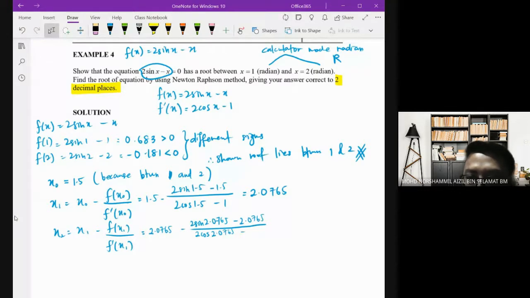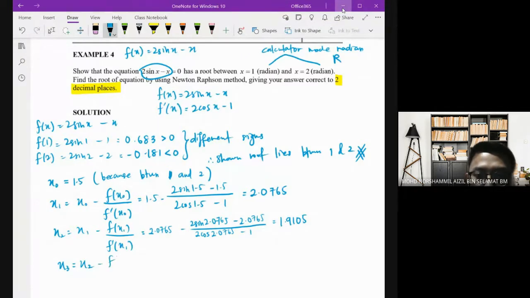2.0765 minus 1. Okay. And then by calculating this one, what do you get? Kalau jawapan dekat saya ni dapat 1.9105. Okay. So still need to proceed, sebab tadi 2 point something and then the next answer 1.9 pula. Okay, still need to proceed lah.